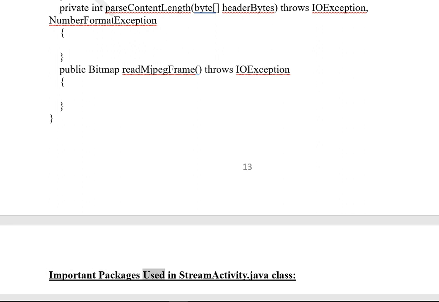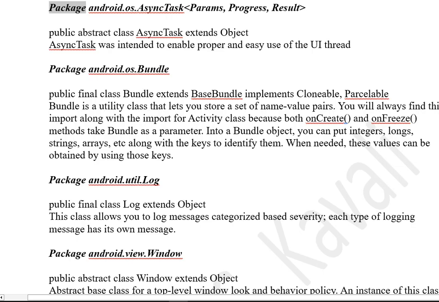Important packages used in the StreamActivity.java class. Package android.os.AsyncTask<Params, Progress, Result>. Public abstract class AsyncTask extends Object. AsyncTask was intended to enable proper and easy use of the UI thread.